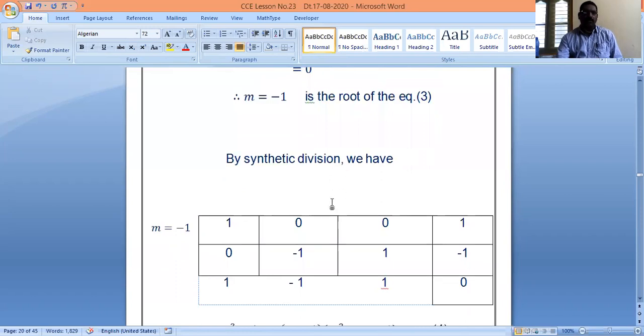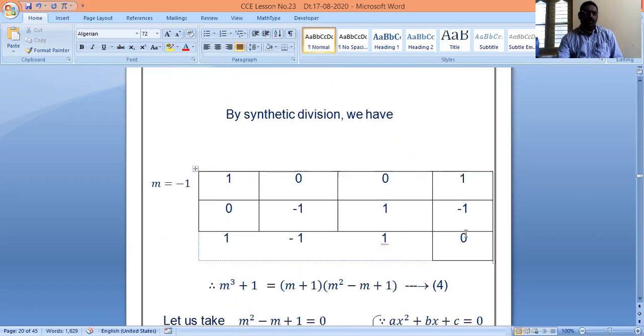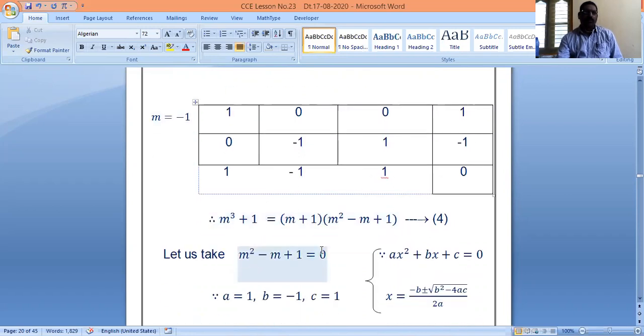By synthetic division, we have m is equal to minus 1. Here, the coefficient of m cube is 1, the coefficient of m square is 0, the coefficient of m is 0 and the constant term is 1. Therefore, by adding, 1 plus 0 is 1. 1 into minus 1 is minus 1. 0 plus minus 1 is minus 1. Minus 1 into minus 1 is 1. 0 plus 1 is 1. 1 into minus 1 is minus 1. 1 minus 1 is 0. Therefore, the equation m cube plus 1 can be written as (m plus 1) into (m square minus m plus 1).